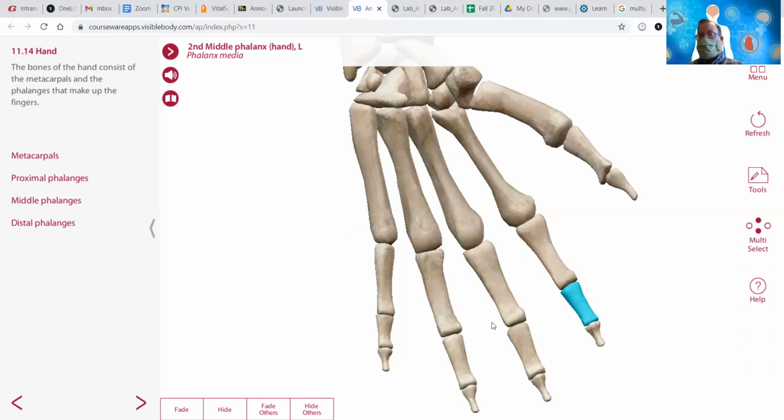Cartilaginous joints are slightly movable. So we see this pubic symphysis, and then we also see the intervertebral discs. So between each vertebra, you're going to have an intervertebral disc. These are going to also be considered amphiarthrotic or slightly movable joints.